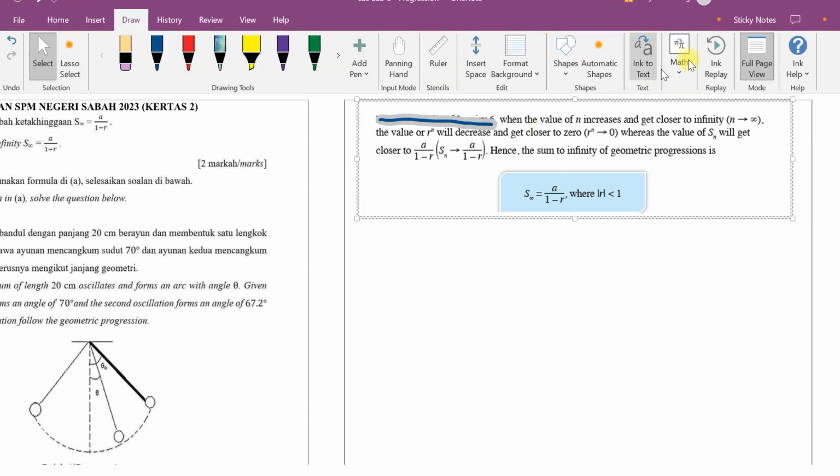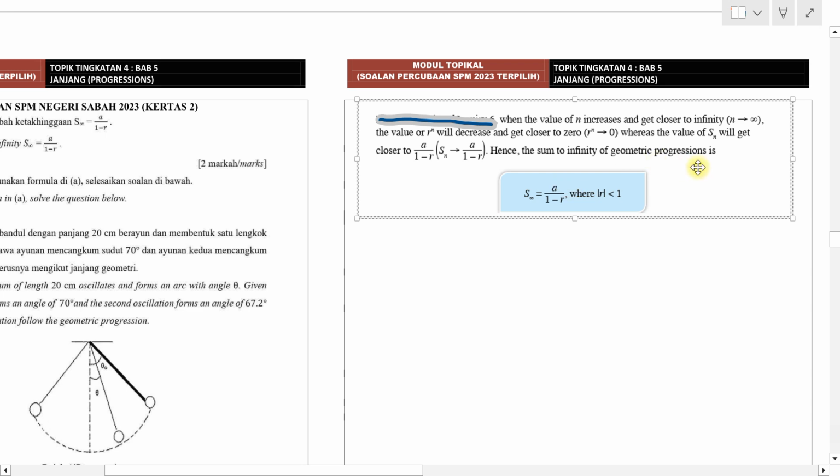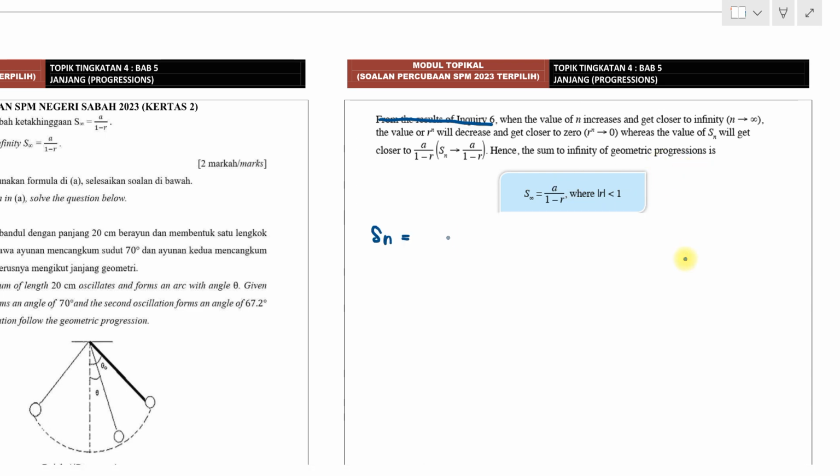Wait, let me crop this one first. I don't want the formula part. How to crop? Okay, never mind. So Sn equals, your R must be less than 1. So A, 1 minus Rn.